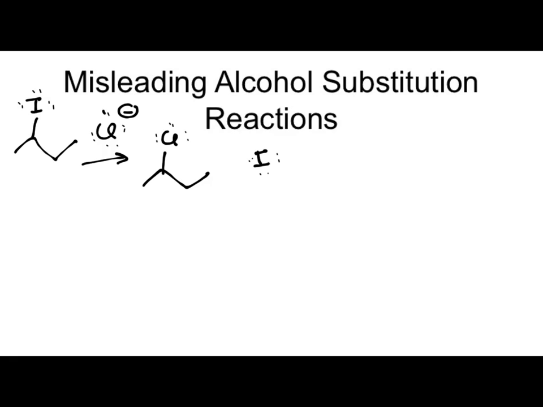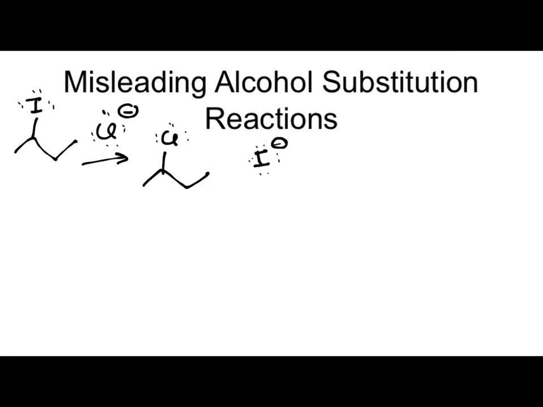So, alcohol substitution reactions. If we take a look at butyl iodide, which was the first reaction on there, and say we wanted to go through a substitution reaction with our chloride, what would our product look like? Officially our iodide, right? Okay, so we ran through a substitution reaction there. The chloride swapped out for our iodide.